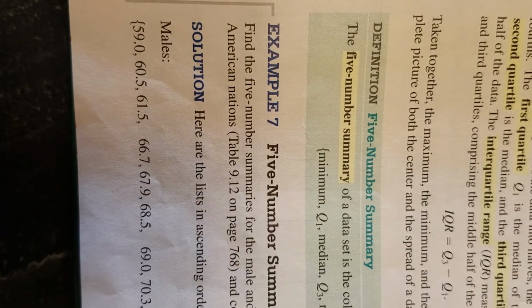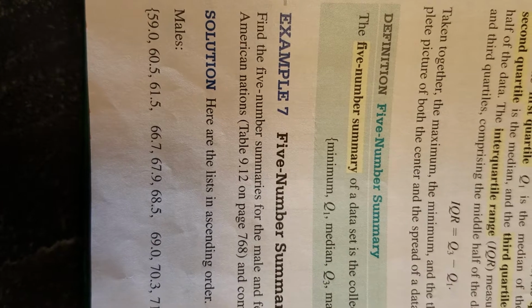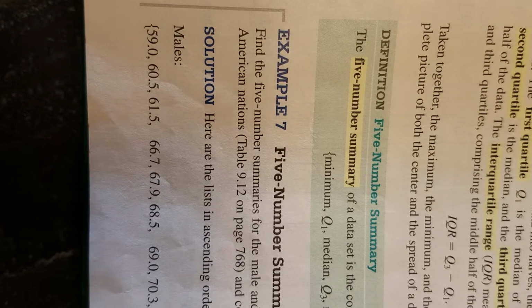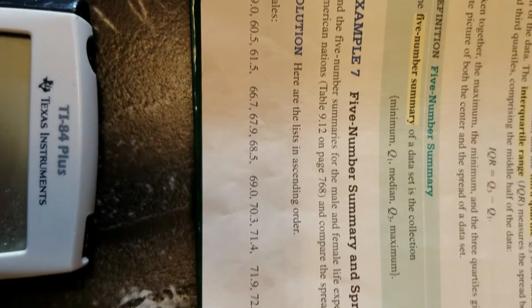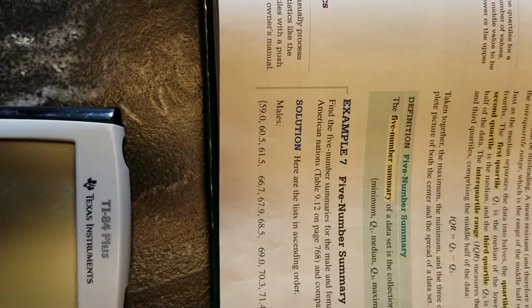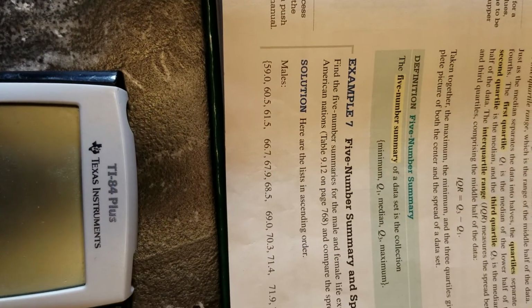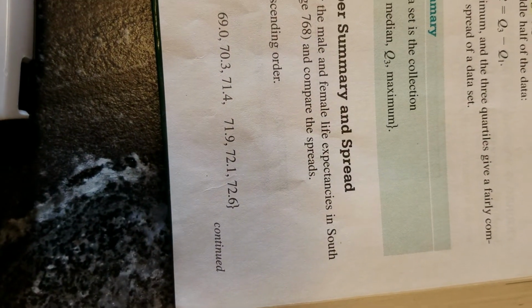So let me get my calculator to show you some things on there that'll help you solve some problems. As I said before, these numbers across the bottom of the page, that's on page 775, are for males, and they go from least all the way up to the greatest. They have them in order.